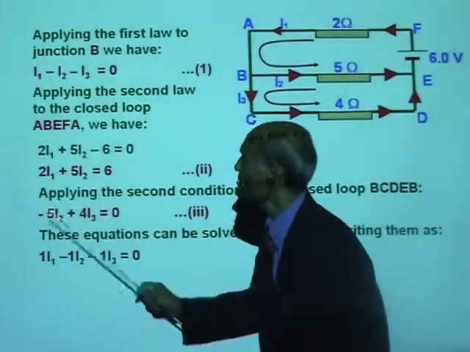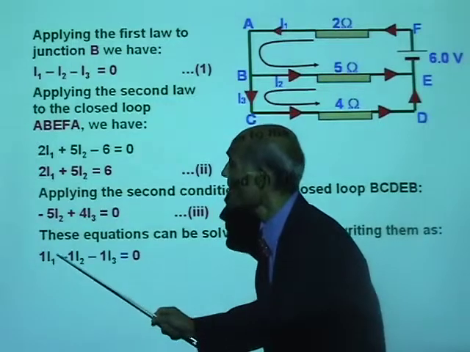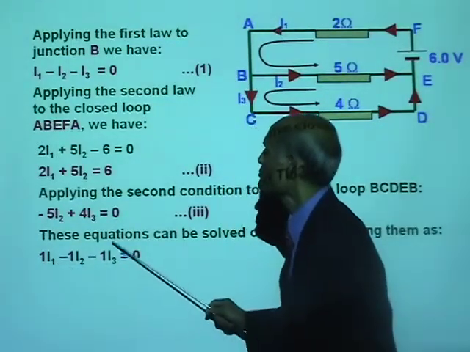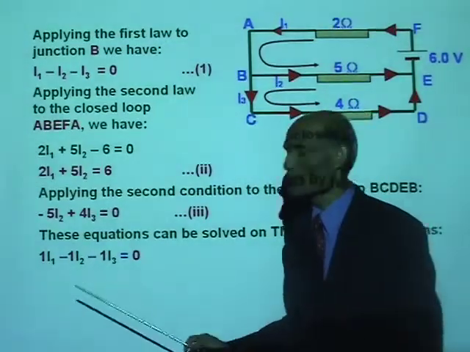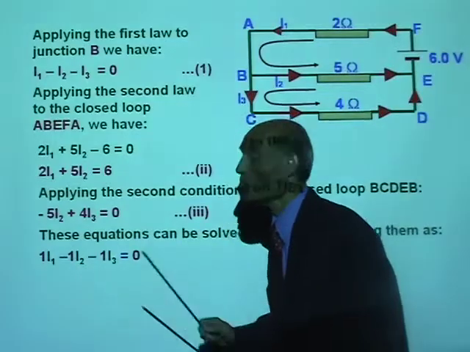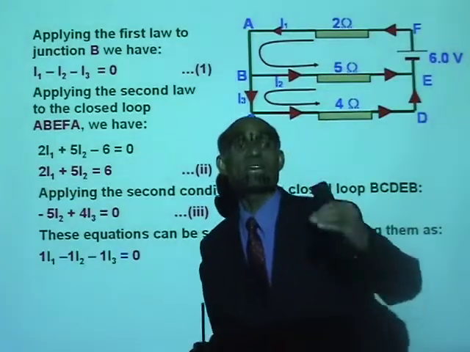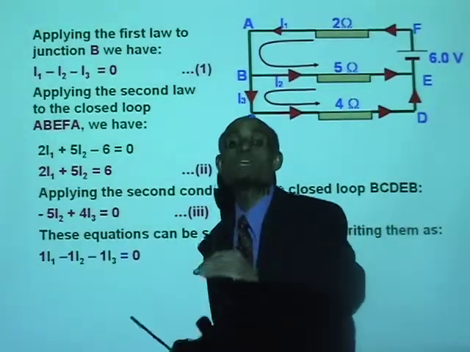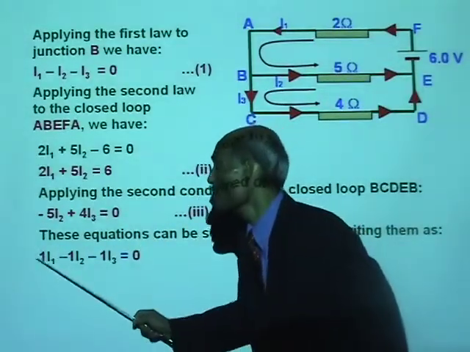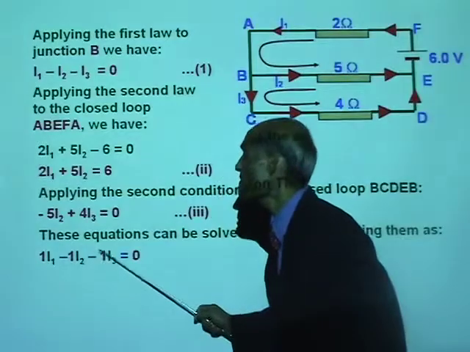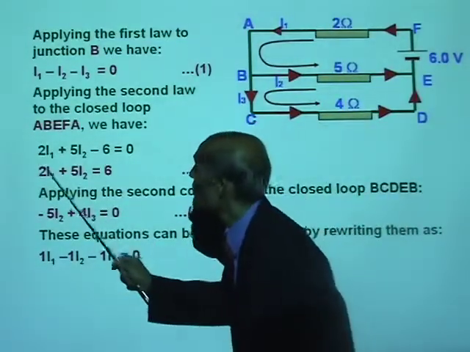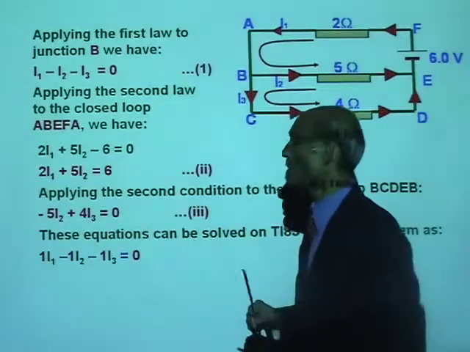I'm going to write the first equation, 1I1 minus 1I2 minus 1I3 equal to 0. Now those are the coefficients of the variables. You see that? AX plus BY plus C equal to D. These are the coefficients. I have identified them using red colors. Now how do we write this equation in the same form?